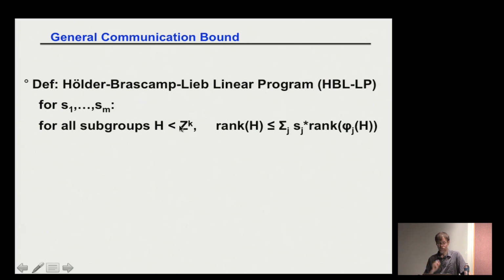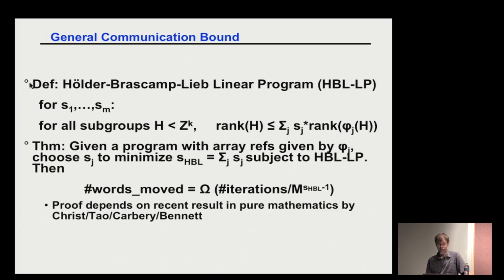So let's suppose that, you know, so that's a set of linear constraints. So the theorem says that given a program that I just described with all of those array references described by these projections, then what I do is I choose all of these numbers to minimize their sum subject to these linear constraints. That's the linear program. So this is, you know, a linear constraint, all the s's, and that's the HBL linear program. So let's suppose I can solve that linear program.